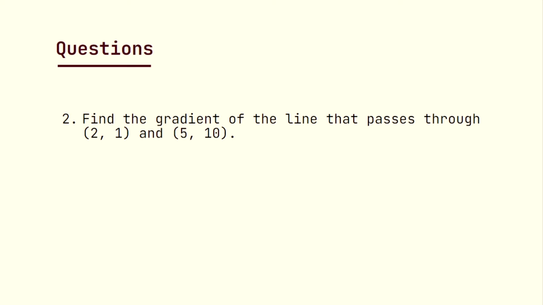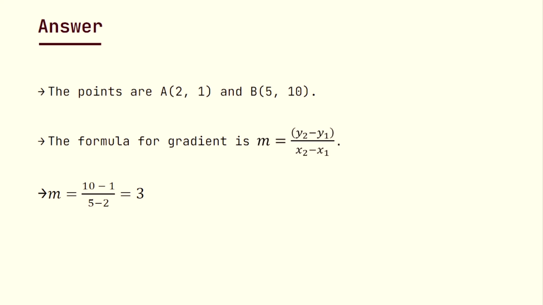So question number 2 is: find the gradient of the line that passes through (2, 1) and (5, 10). In the previous question, we got the points from the graph. In this problem, we immediately know the 2 points, but the numbers are different. Okay, so let's say point A is (2, 1) and point B is (5, 10). We can use the gradient formula like this. This is the same formula as before.